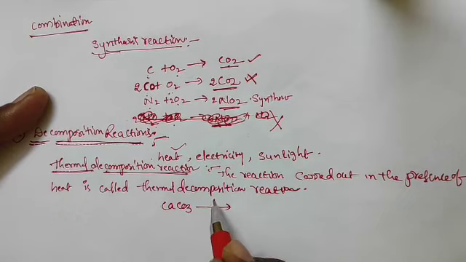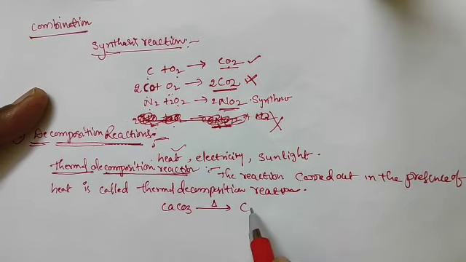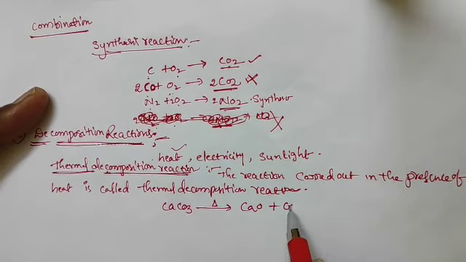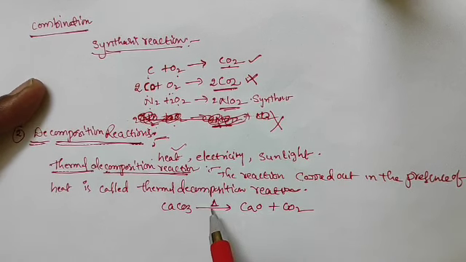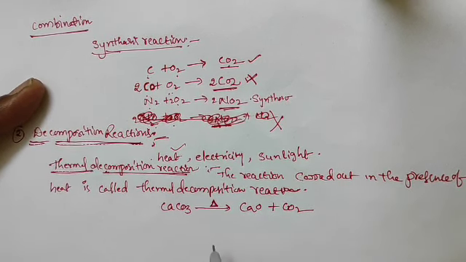CaCO3 in the presence of temperature gives CaO plus CO2. This delta symbol means heat absorbed. We will give heat, temperature. So this is a decomposition reaction.